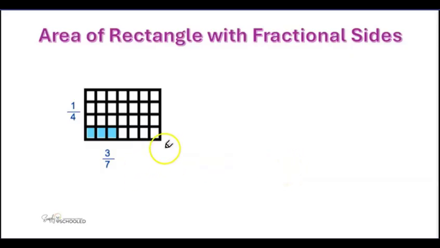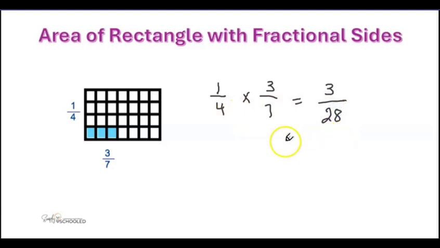Let's do another one here. We have 1/4 times 3/7. 1 times 3 is 3. 4 times 7 is 28. We only have 3 shaded, which is the numerator, and the total here is 28. There's 7 in each row, and there's 4 rows, which is a total of 28. So the area formula also works with fractions.